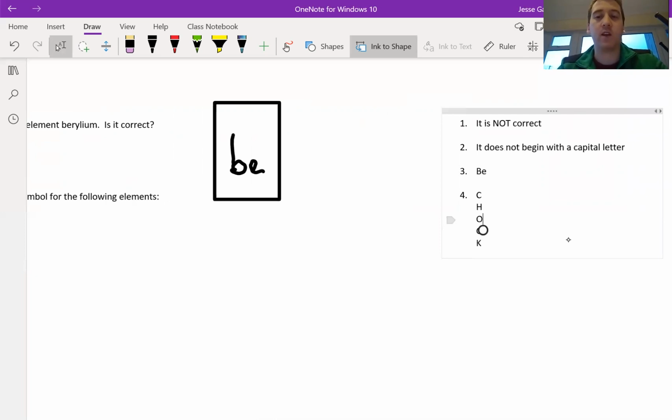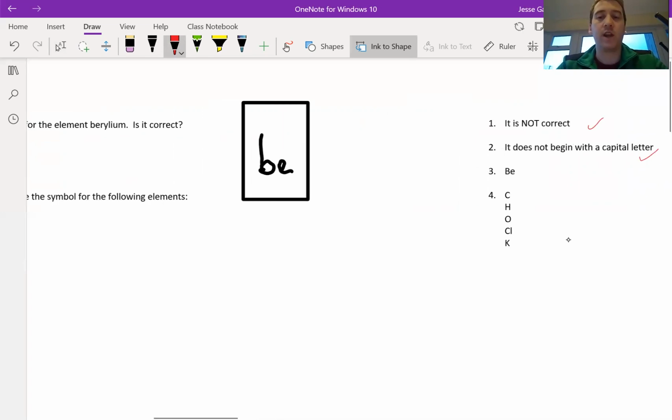I correct it if it's right, or fix it if it's wrong. You have to write it correctly now. So you should have written it capital B, small e. That's what you should have.